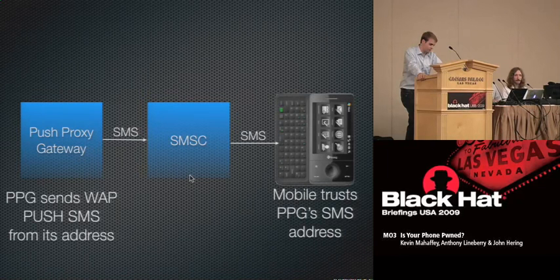Under normal circumstances, what you have is an SMSC, which is kind of like a routing system for the carriers to send SMSs between phones. The SMSC has a push proxy gateway that's associated with it. And the phone has in its configuration an SMS number that it trusts as an authenticated gateway. All WAP push services are registered with the carrier and go through the registered push proxy gateway, and everyone's happy.